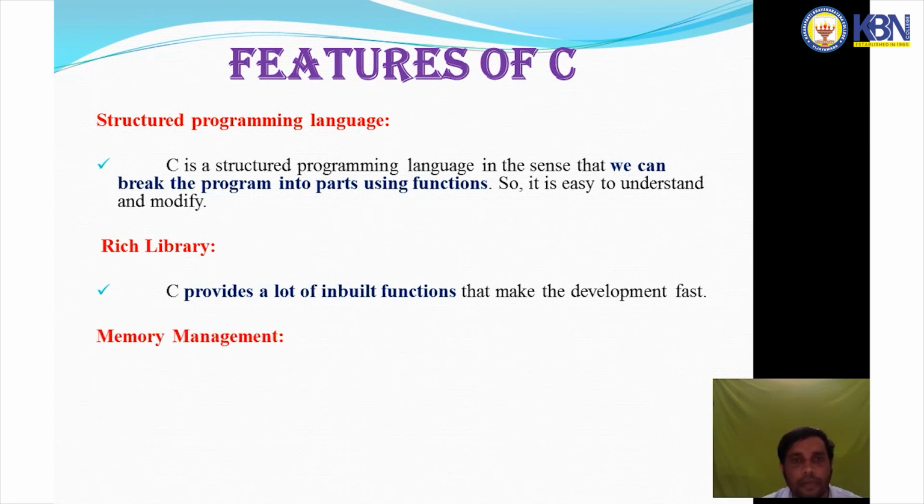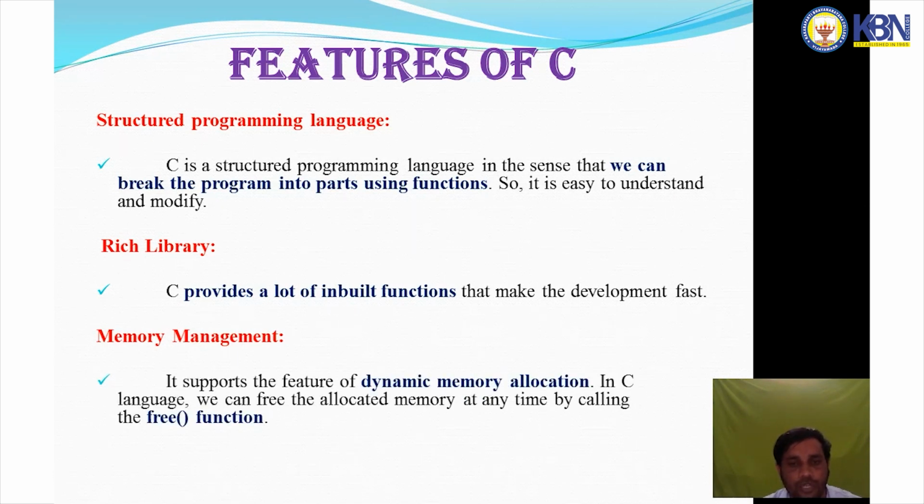The next one is memory management. What does memory mean? Data that can be stored is called memory. This memory can be utilized in the C language through dynamic memory allocation, which is one of the features of memory management. In memory management, a number of functions can be utilized: malloc, calloc, realloc, and free. These functions are used in memory management.